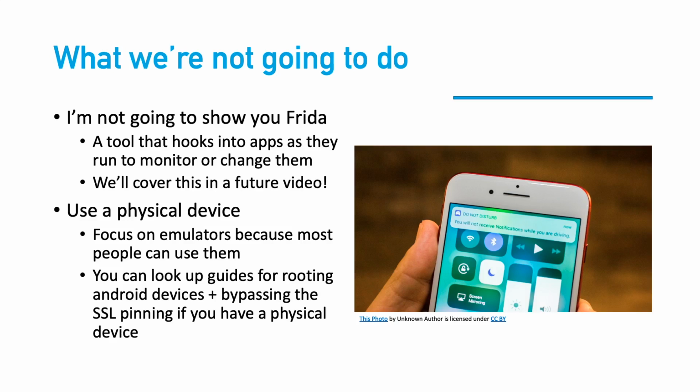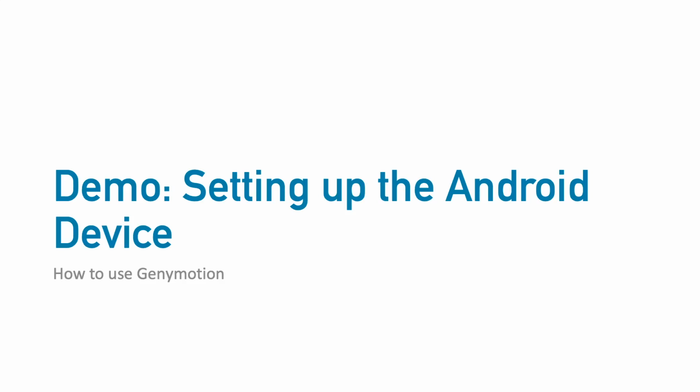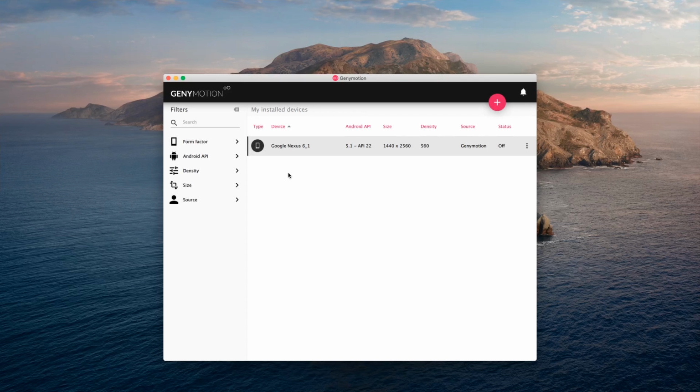We're just going to be looking at the basics in this video, like really simple basics. So our first demo, let's set up Android on Genymotion. I'll show you how to use it. Okay, so we're back. This is what Genymotion looks like. We can see I've got a device already installed because that's my bug hunting device. I'm not going to be showing you that one.